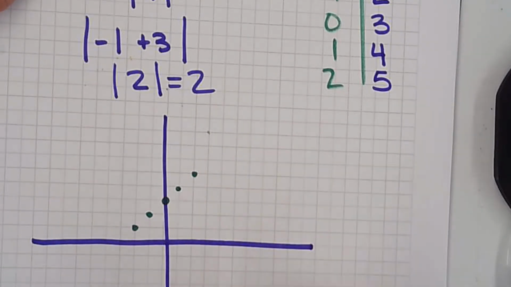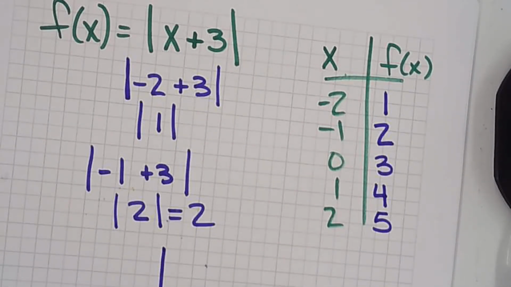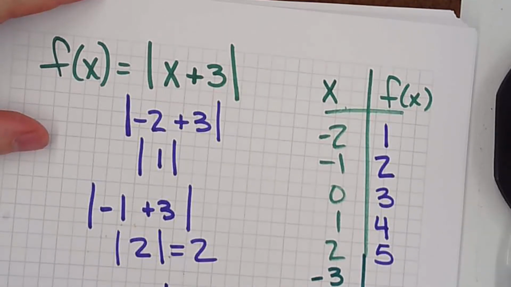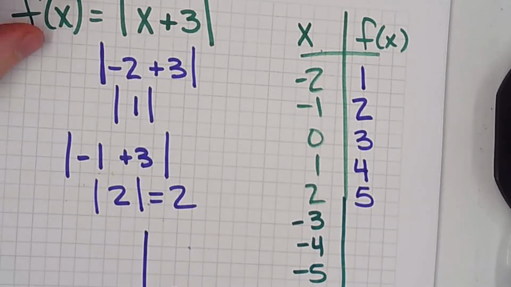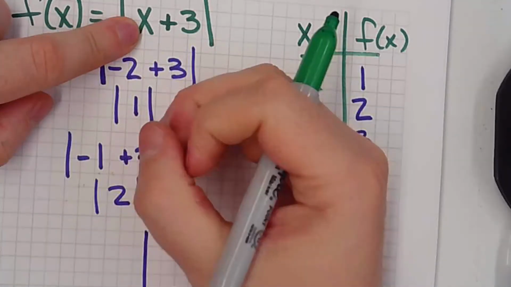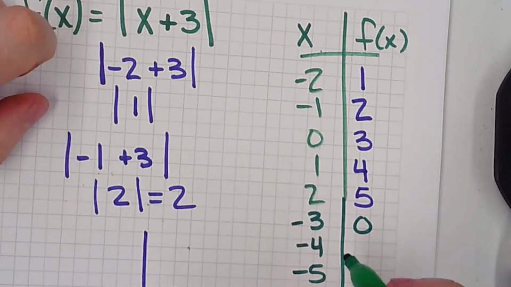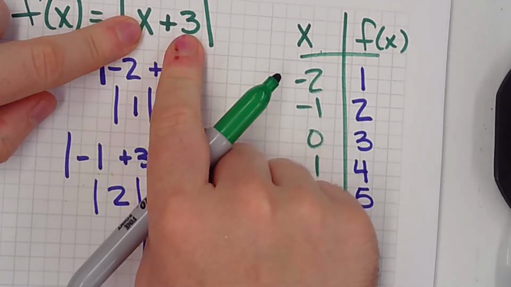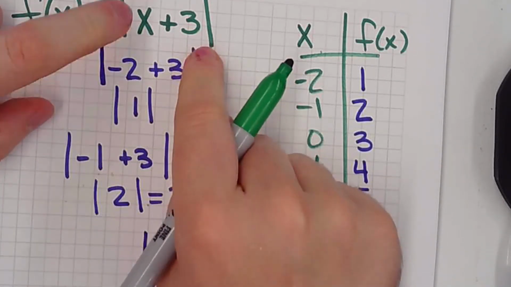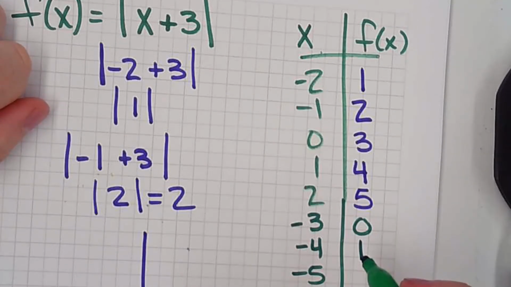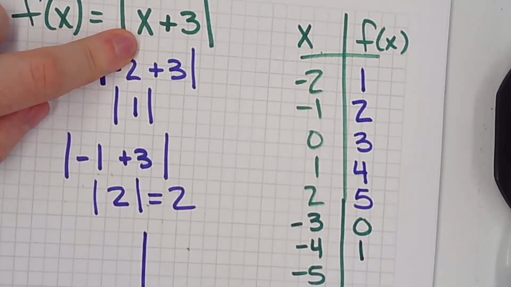So what if I did negative 3, negative 4, and negative 5? Let's plug those in. If I do negative 3 plus 3 is 0. Absolute value of 0 is 0. If I plug in negative 4 plus 3 is negative 1. Then I do the absolute value. Absolute value of negative 1 is positive 1. Here we go. So negative 5, if I plug it in, I get negative 5 plus 3 is negative 2. And then I do absolute value and get positive 2.